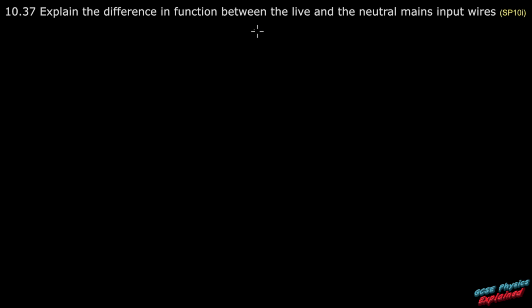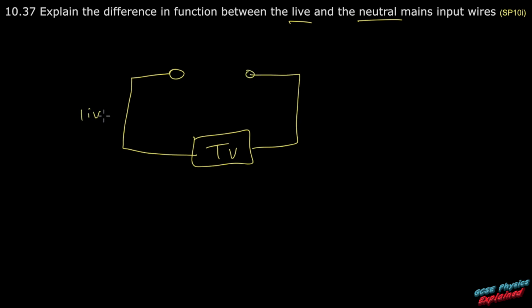37. Explain the difference in function between the live and the neutral mains input wires. Right, well, basically the live wire takes the current into the appliance, and the neutral wire completes the circuit and takes the current out of the appliance. So if this is your TV, this would be the live wire taking the current in. This would be the neutral wire taking the current back out, which completes the circuit. The live wire is brown and the neutral wire is usually blue.